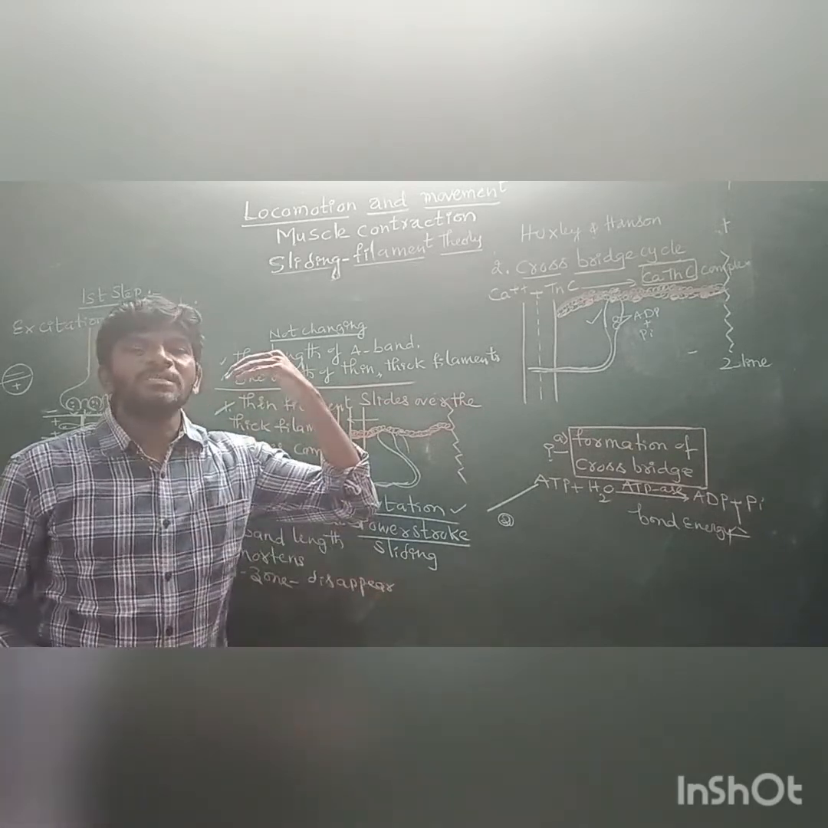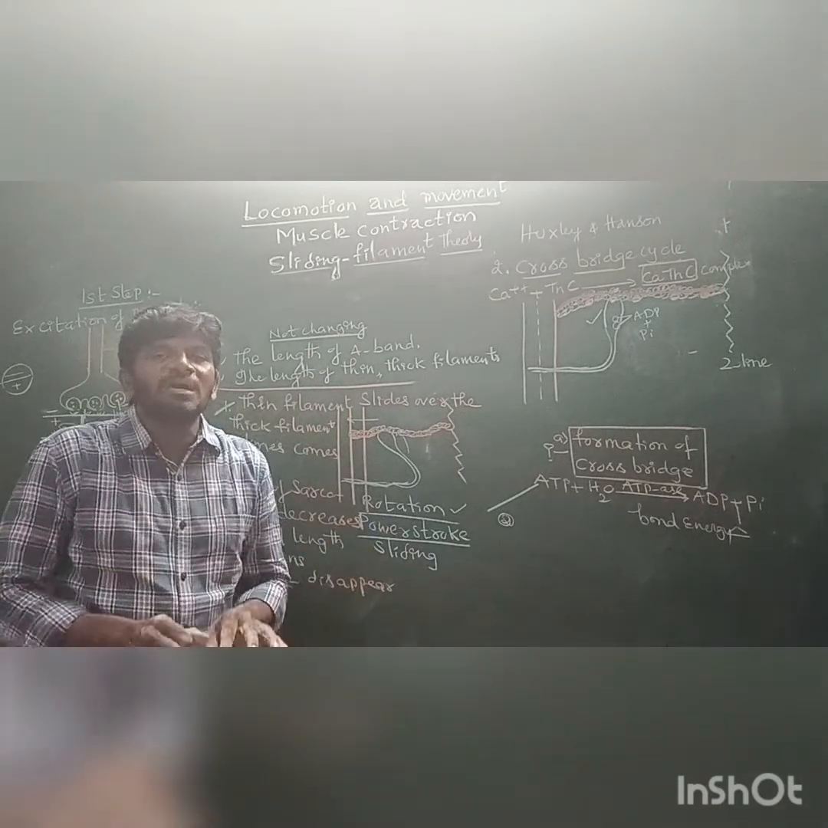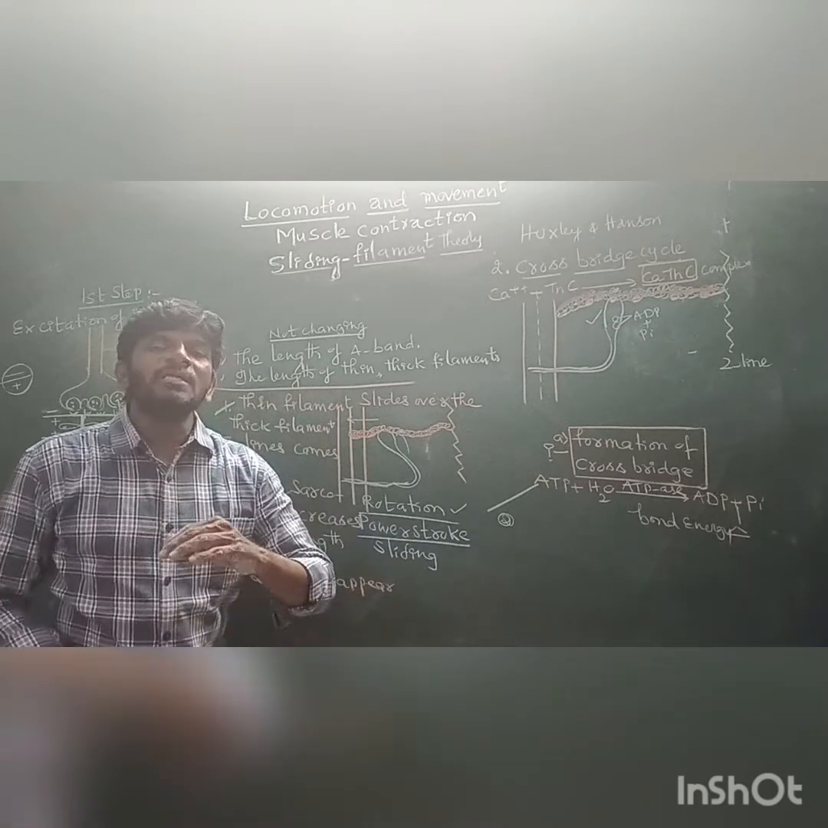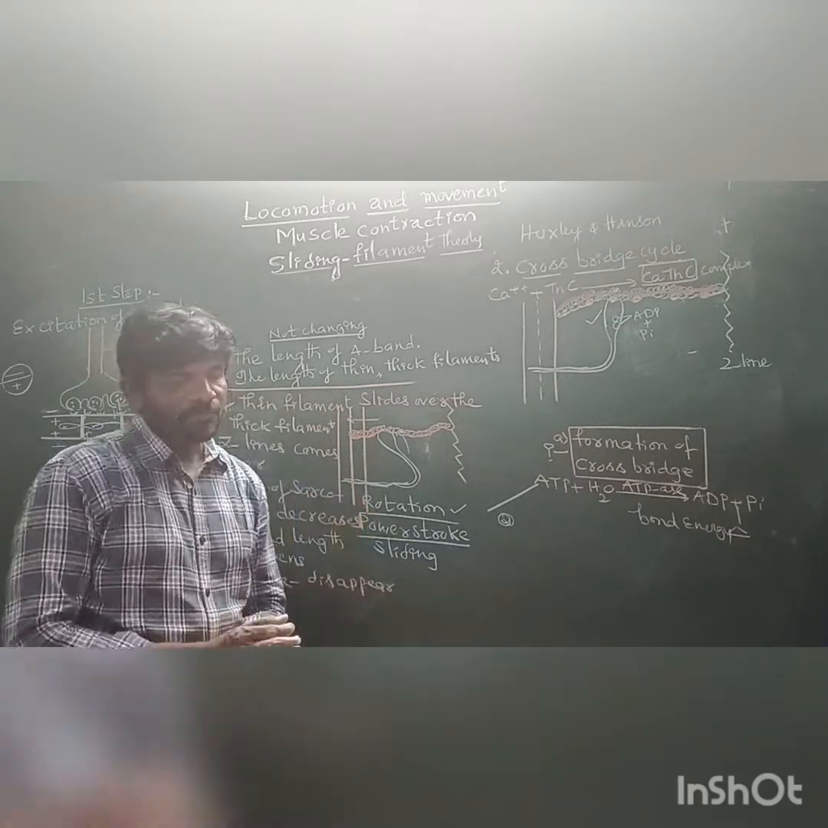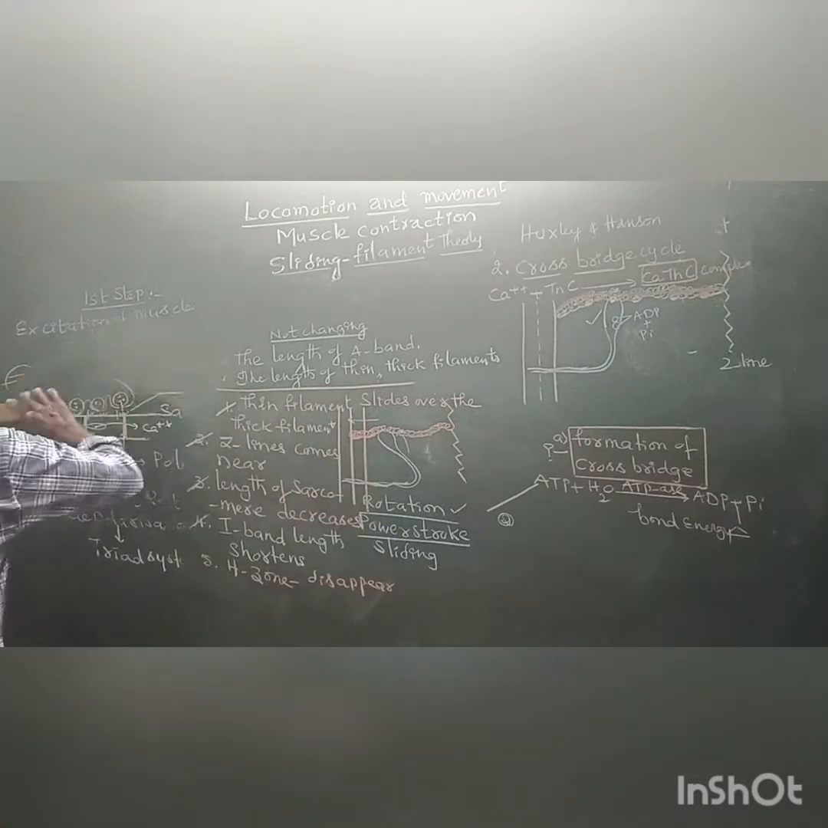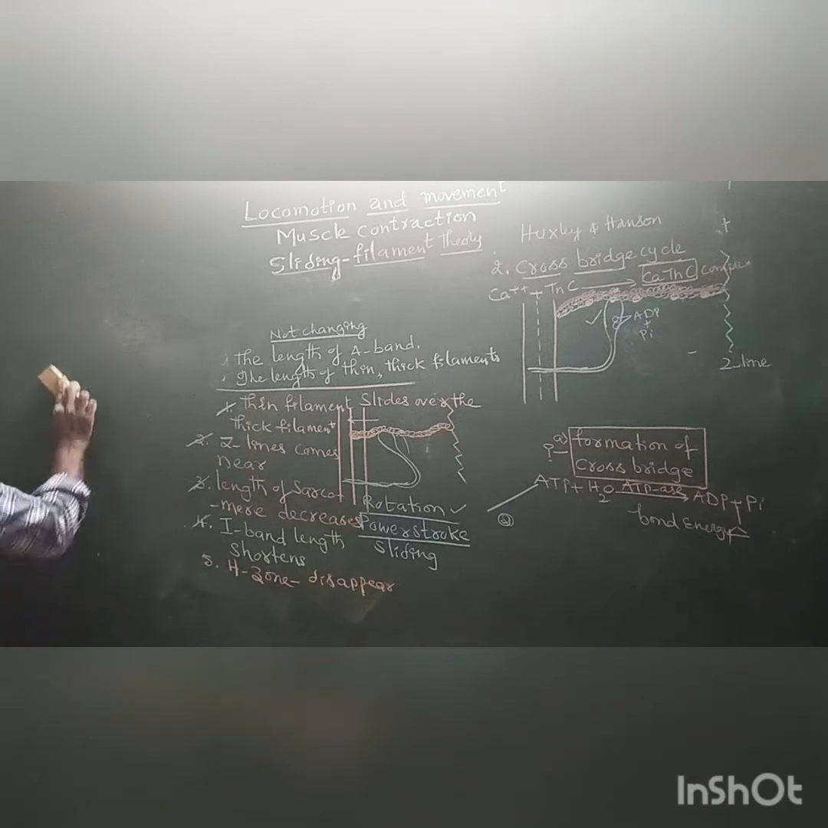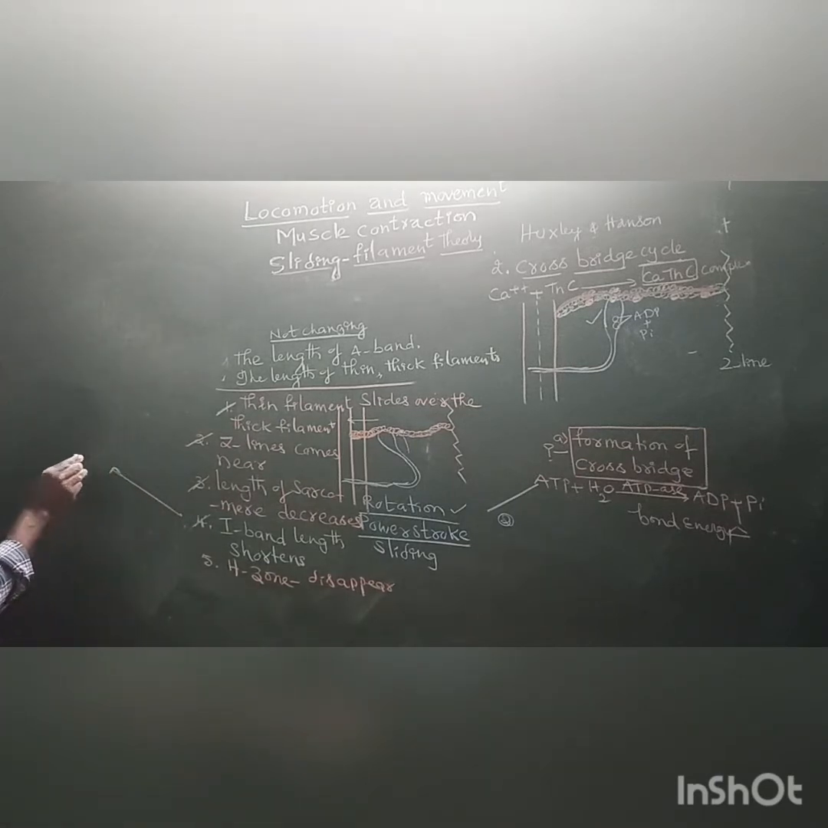I repeat, during the recovery stroke, the thin filaments are still present inside the H zone, but a new ATP binds here. The separation between the thin and thick filaments is called the recovery stroke. After that, one more cross bridge, one more power stroke, and another new ATP binds. This is a cyclical event for muscle contraction.